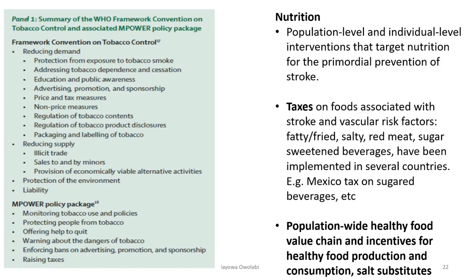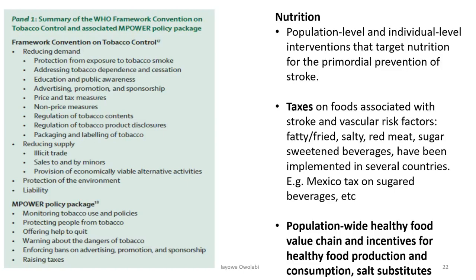Another very important aspect of primordial prevention is nutrition. Population-level and individual-level interventions that target nutrition for the primordial prevention of stroke are very crucial. So taxes on foods that constitute risk factors for stroke are very important. Things like fatty fried food, junk food, salty food, red meat, sugar-sweetened beverages. These have already been implemented in some countries, like Mexico, which has implemented a tax on sugar beverages.